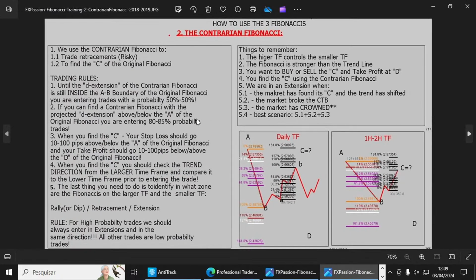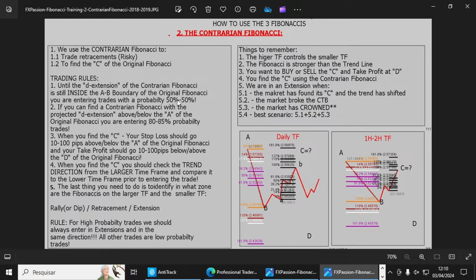And there you go. So this is the Contrarian Fibonacci. We use the Contrarian Fibonacci to trade retracements. Alright? And until the D extension, so trading rules, until the sub D extension, so the contrarian is the black. Alright? Until the sub D extension of the contrarian Fibonacci is still inside the capital AB boundary of the original Fibonacci, capital AB, this is the original one, you are entering trades of the original Fibonacci with a probability 50-50.